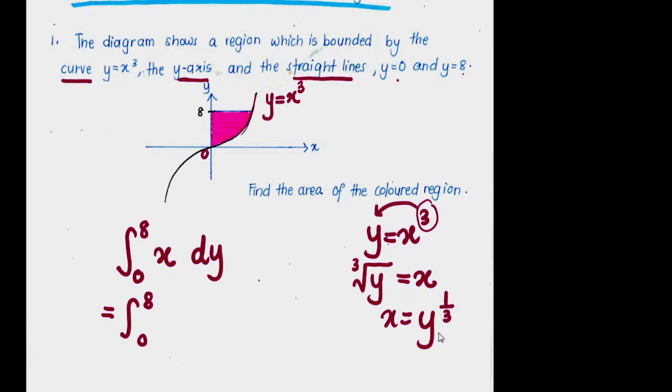Most students will make a careless mistake. What they will do is just write power 3 on the other side, which is also wrong. It's supposed to be 1 over 3, the cube root. Now here let's write this one: y power 1 over 3 dy. Now can you see your integration is all in terms of y already.